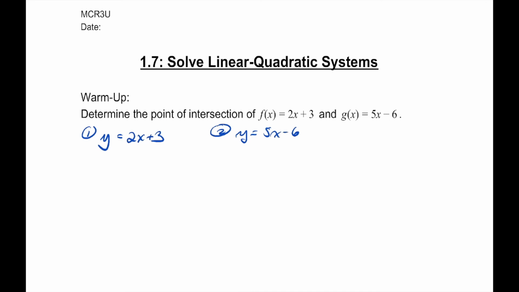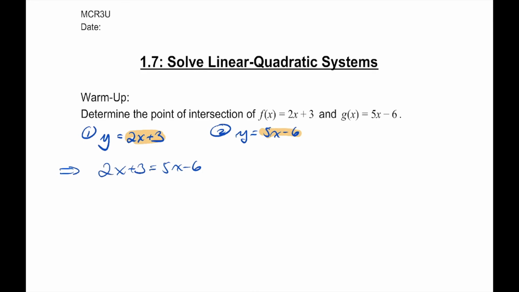So in order to find that point of intersection algebraically, here we isolate for y. And since we're saying that y is equal to 2x plus 3, and y is also equal to 5x minus 6, we want that common y value, so we can just make them the same. So we have 2x plus 3 is equal to 5x minus 6. So now we're just going to solve this equation.